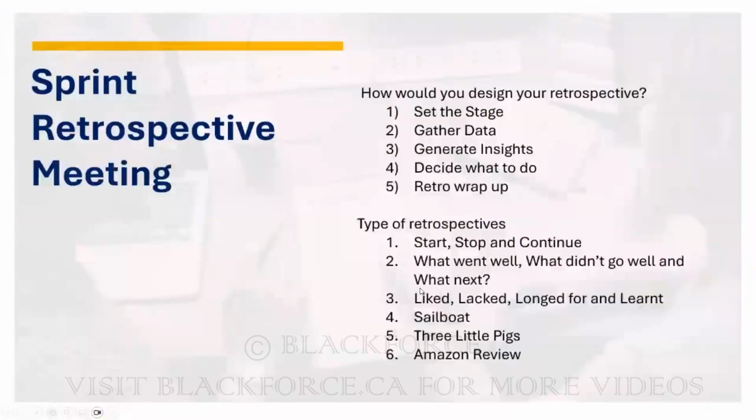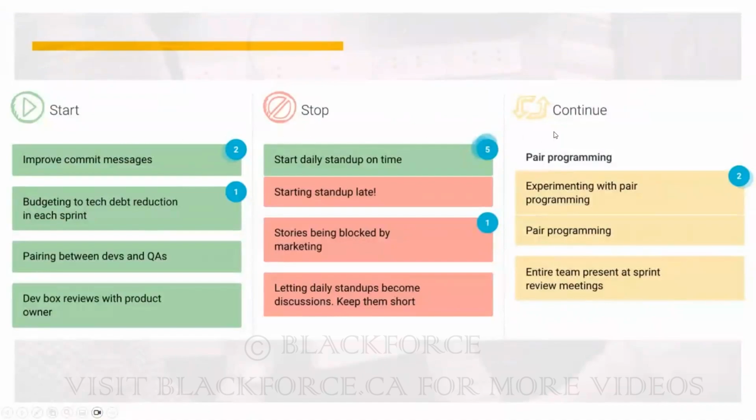So this is what the start, stop, continue looks like, right? You're going to have everyone documenting what they want the team to start doing, right? What are the things they feel like we're not doing currently that they want us to start doing? What do they want us to stop, right? What are the things they want to continue that they are currently doing? The team will document, and you can see numbers. The team will also vote, right? They will vote on items.